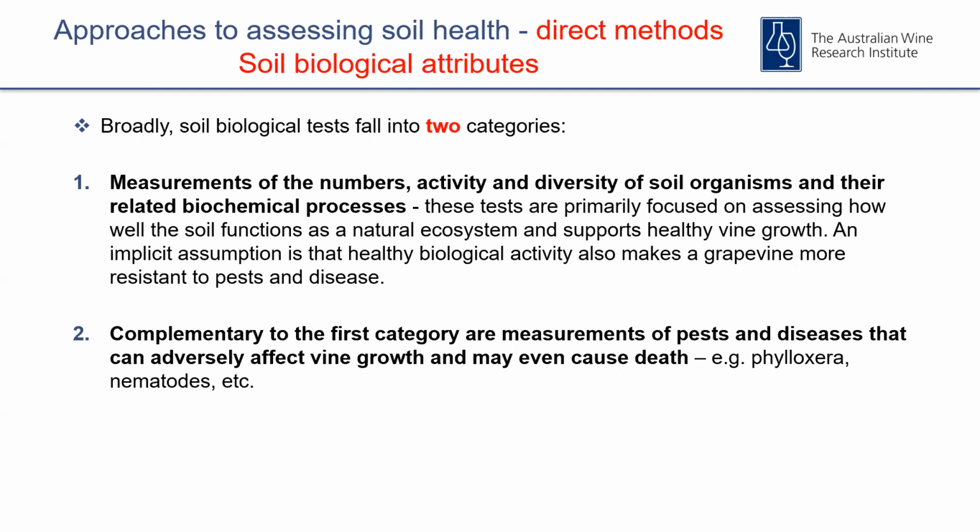And these are things where we're looking at things like phylloxera and nematodes that might attack the roots and cause ill health to the vine.